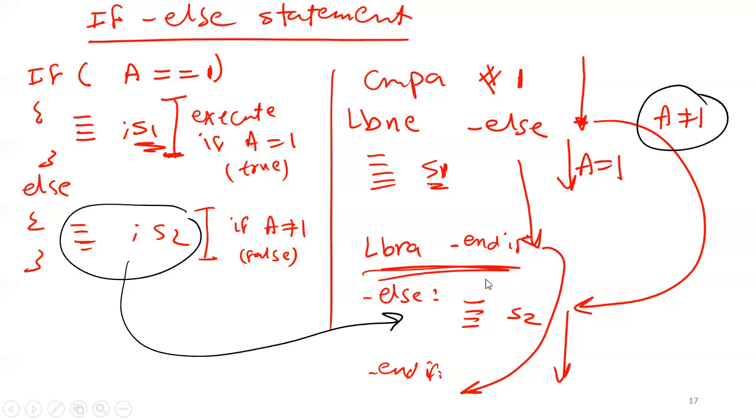Now if it is not equal, I'm going to jump into here. But what if it is equal? Then the branch is not taken, and I'm going to come this way. If A is equal to 1, I want to execute S1. Yes, so I'm going to execute S1. Okay, guys? But be careful.